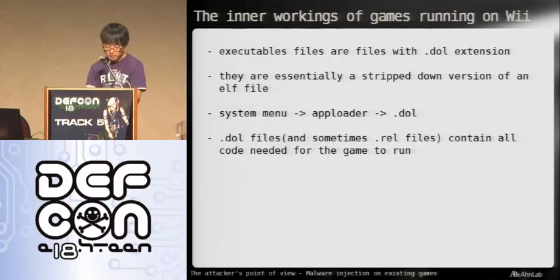And now that we have the target system, we should know how games work on the Wii. All games contain a single file with a .dol extension, which you can think of as a main executable file. This DOL file contains all the code needed to run the game. According to the file format, it's essentially a stripped-down version of an ELF file, with the non-important data, such as debugging data and compiler-specific data, all stripped out.